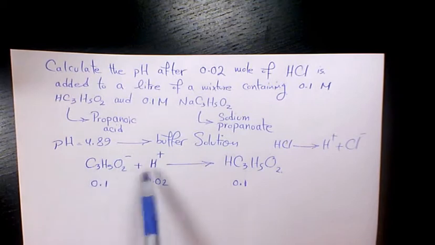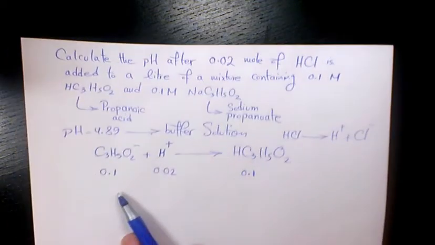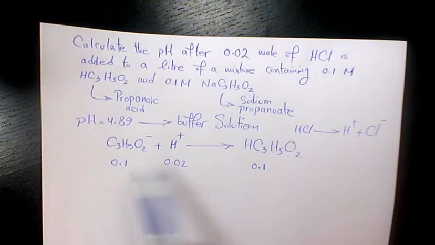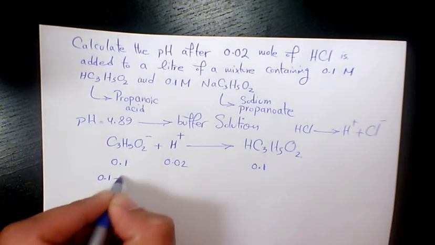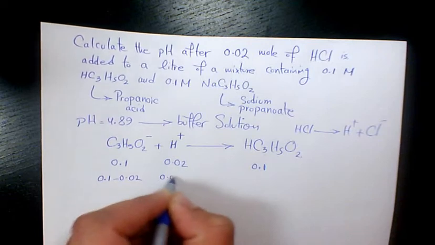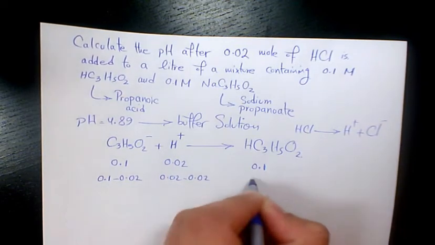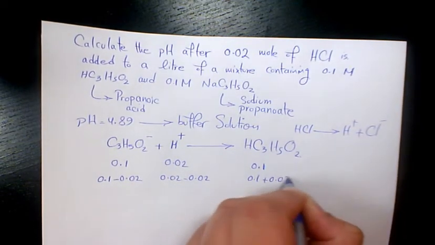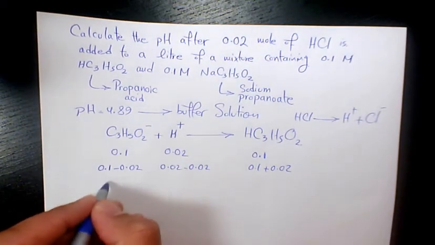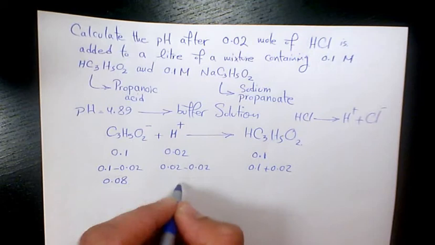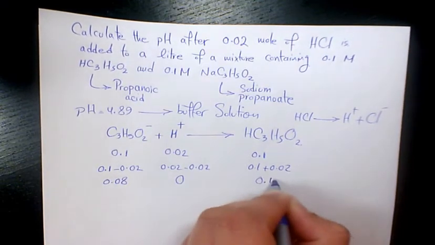Then acid and base, they react. This one is greater than this one, so it's going to neutralize this one. So we have 0.1 minus 0.02, 0.02 minus 0.02, 0.1 plus 0.02. It's going to add because it's on the product side. So 0.1 minus 0.02 is going to be 0.08. Here we have 0. Here we have 0.12.